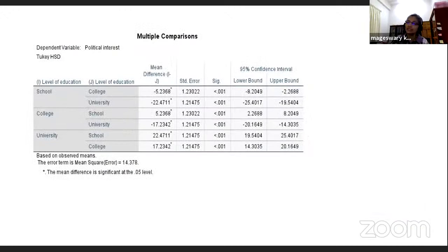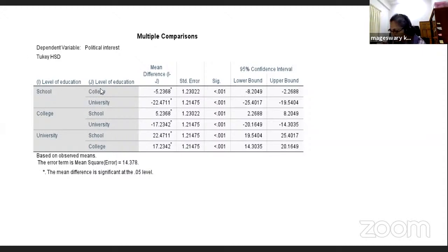So after that, you might want to go to the post hoc. You want to see where is the difference. You definitely cannot see it for gender because it's only two levels. Male and female is only two levels. Unless you got three levels of gender, then you might want to find out where the differences are. But here, level of education got three levels. So you want to find out whether the difference is between school and college, school and university. So you do the post hoc Tukey.